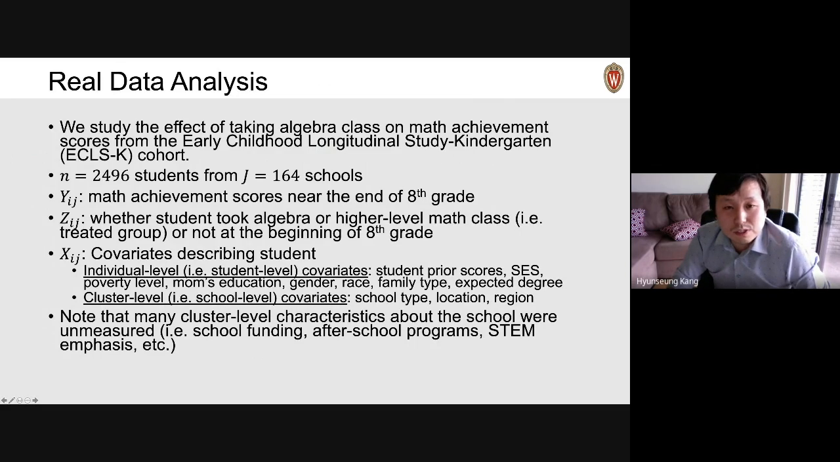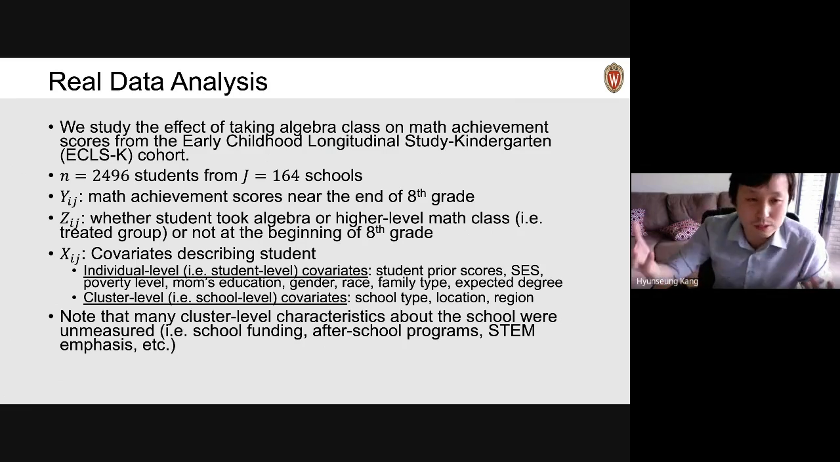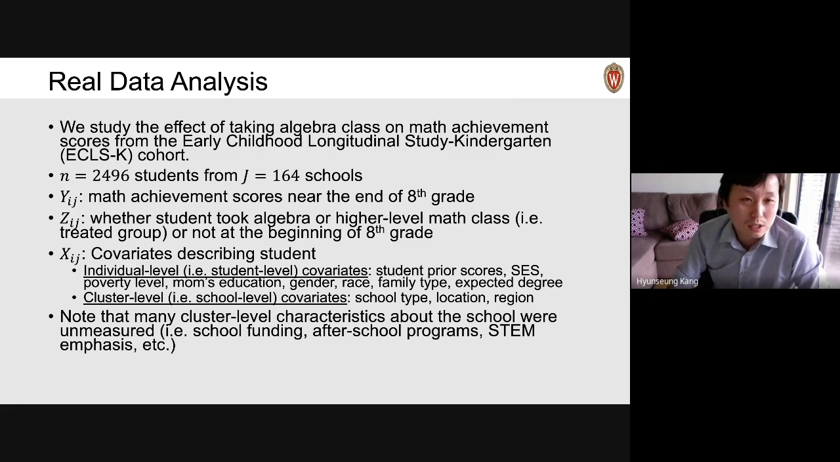There's a very famous longitudinal study that's still ongoing, that some of your children might be participating in, which is essentially the US government keeping track of how kindergartners perform throughout their course from primary all the way to secondary school, for some set of schools, for some set of students. And this is some subset of that. So we have 2,496 students from 164 schools.